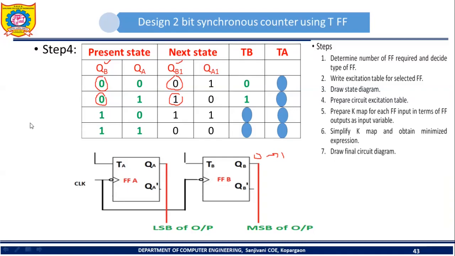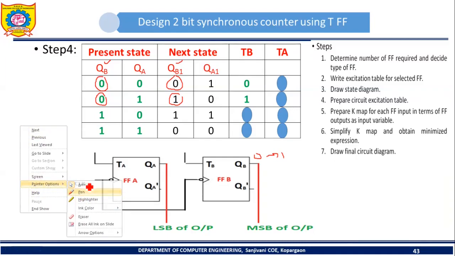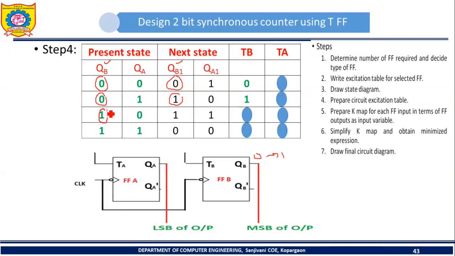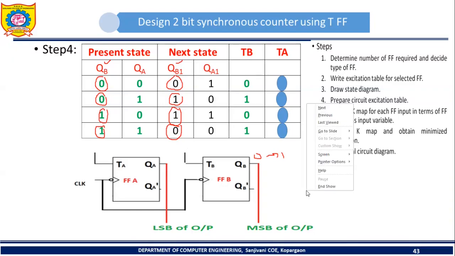Now consider the next row. Here the present state of flip-flop B is 1, and the next state of flip-flop B is 1. Is there any change between present state and next state? No change. So what should be TB? 0. Then see here, the present state of flip-flop B is 1. What is the next state of flip-flop B that we want? 0. Do we want any change here? Yes, we want toggle operation. So TB should be 1. In this way, we can make entries for TB.